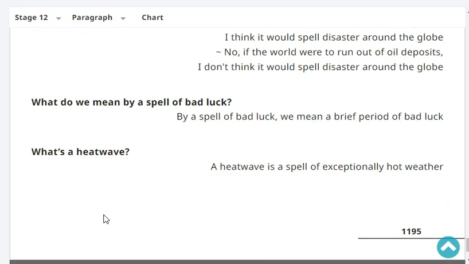What do we mean by a spell of bad luck? By a spell of bad luck, we mean a brief period of bad luck. Very good.